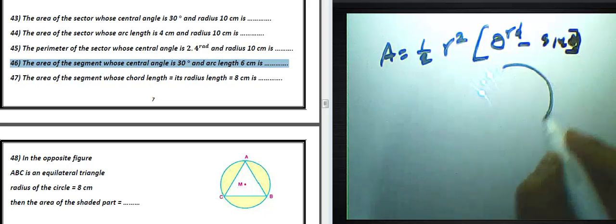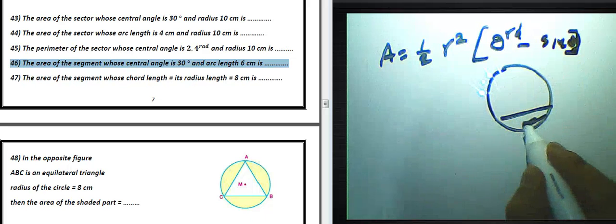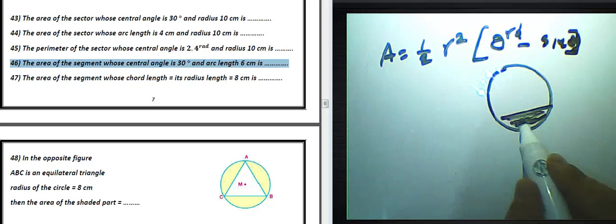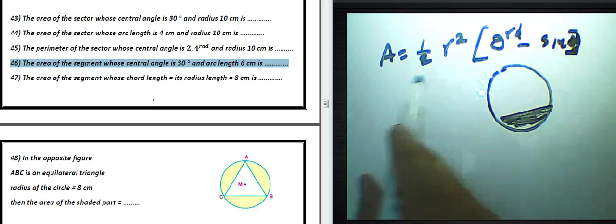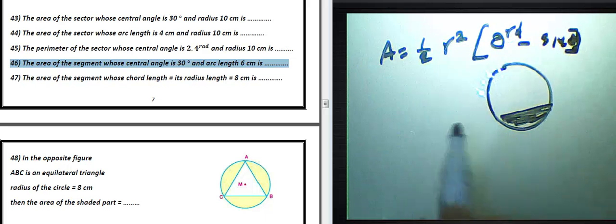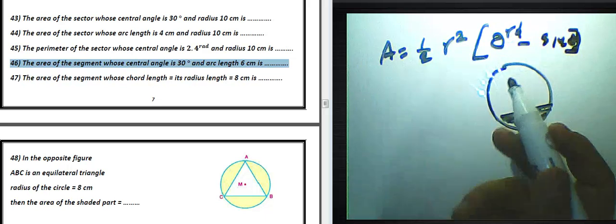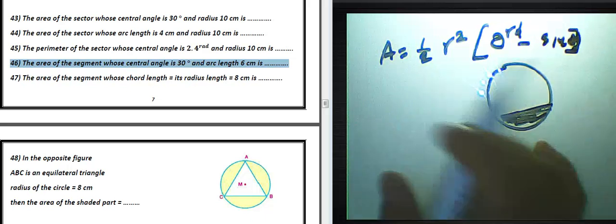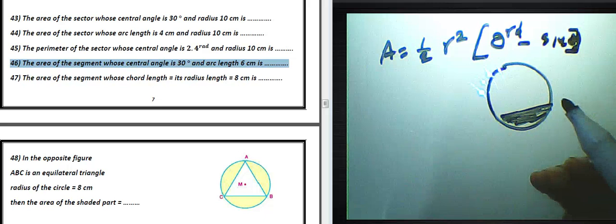It's all about what? The area of the segment. The area of the segment whose central angle is 30, and we are asked about the area of the segment. You must know the rule: half r squared multiplied by theta in radians minus sine theta. Okay? He gives us theta in degrees. You must convert from degrees to radians. And you can find the result because he gives us the arc length, 6 centimeters.